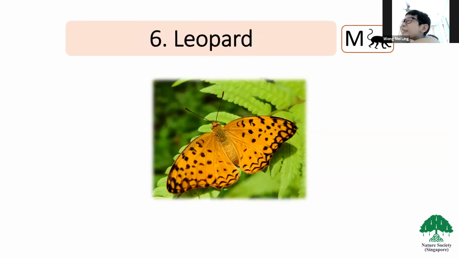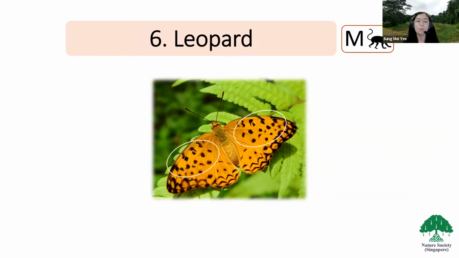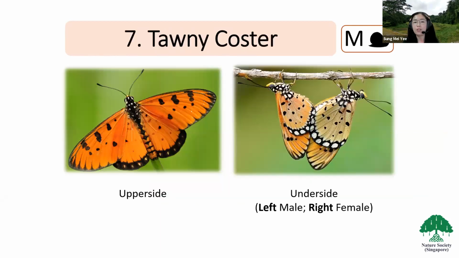Another brush-footed butterfly species would be the leopard. It is a medium-sized orange butterfly. It's called a leopard, and you can guess why, because there are many spots on its wings, just like a leopard. Then we have another brush-footed butterfly called the Tonic Coaster. The Tonic Coaster is also an orange butterfly, and if you look at the wings, you also see spots.